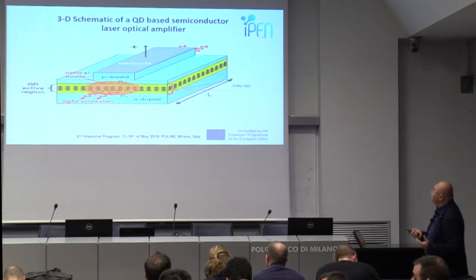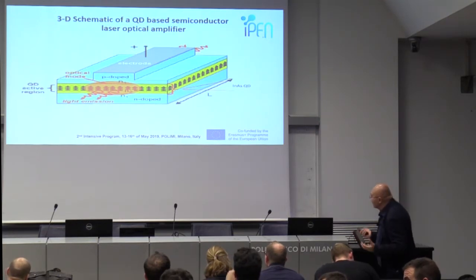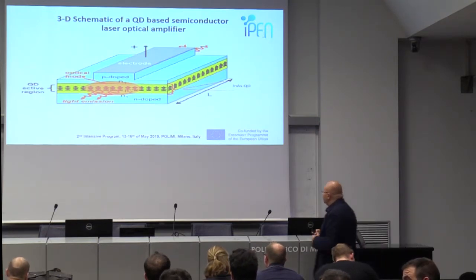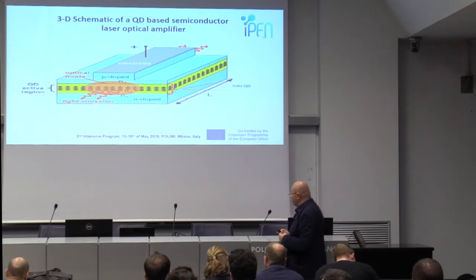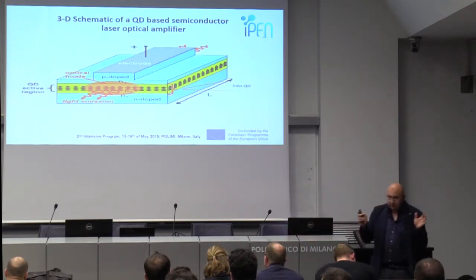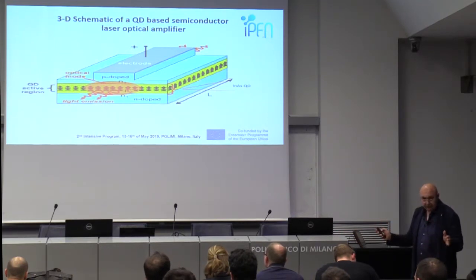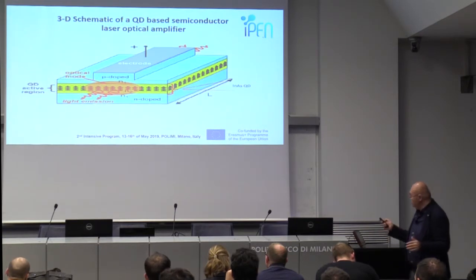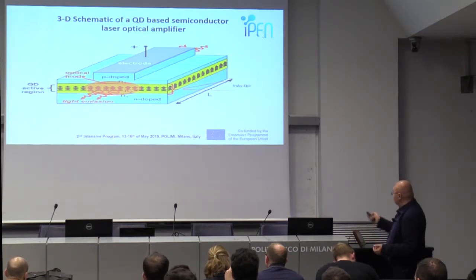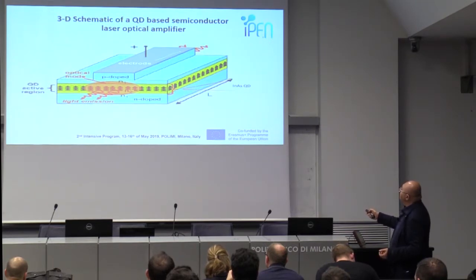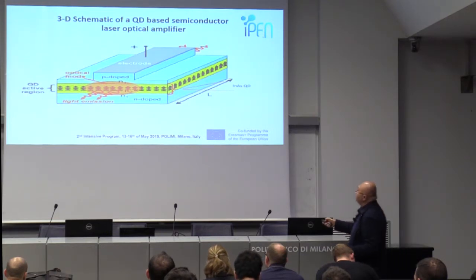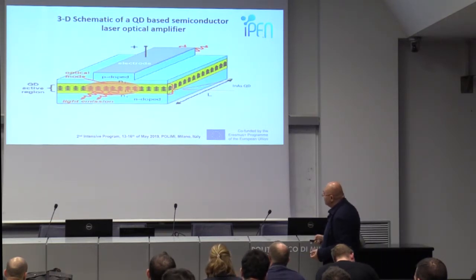What is actually a quantum semiconductor optical amplifier, and especially a quantum dot based semiconductor optical amplifier, is very similar to the laser. The difference is that in this case we have no cavity, because we have the input to the device, a low power signal is launched to the device, and actually after the amplification you get the amplified signal.